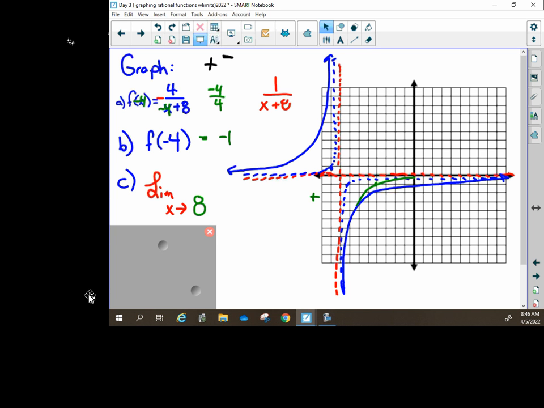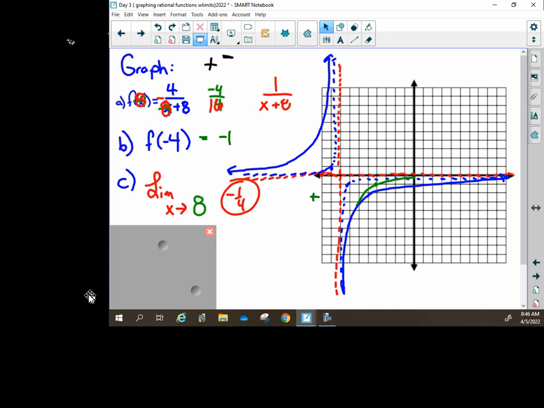It approaches 8. It's going to be a positive answer or a negative answer as it comes over here. It's going to be negative. Okay, so be careful as I do that right there. As I approach 8 right here, that's negative 4 over 16, which is negative 1/4.